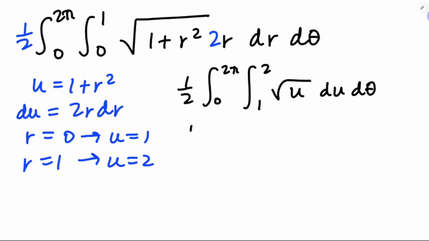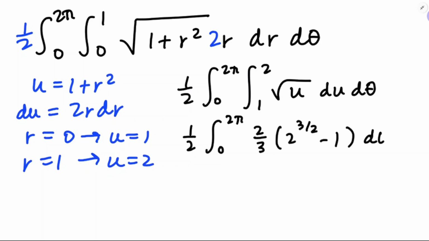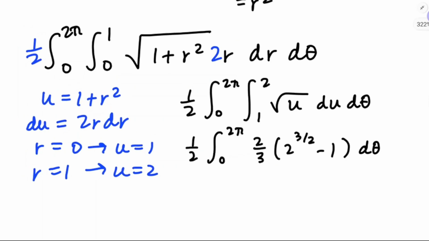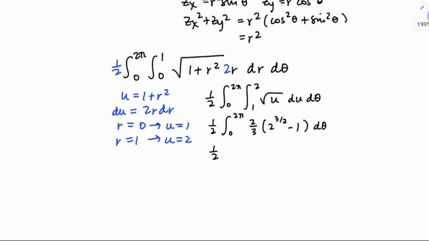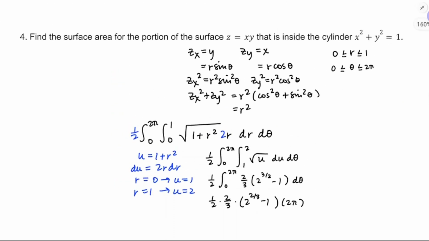Right, so 1/2 of the integral from 0 to 2 pi of 2/3 of 2 to the 3 halves minus 1 to the 3 halves d theta. This is going to play out just like the last one. And so I'm going to have 1/2 times 2/3 times 2 to the 3/2 minus 1 times 2 pi, and that will be my surface area. So my area of the portion of the surface that sits inside that cylinder. And I think that's the one that looks like a Pringle if you graph it on Desmos.